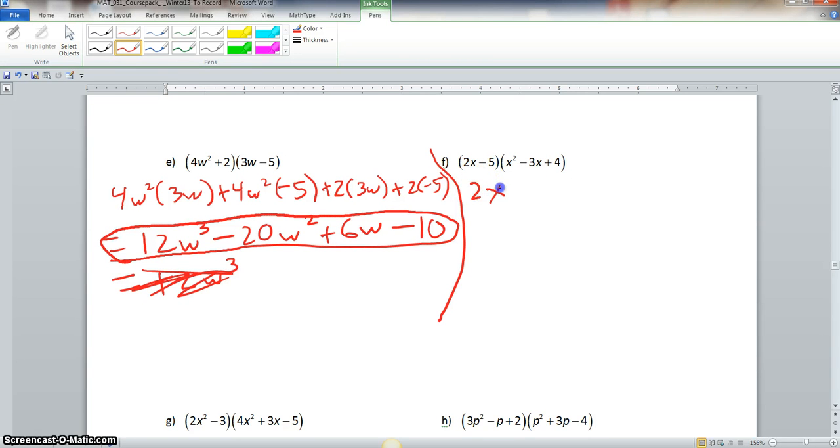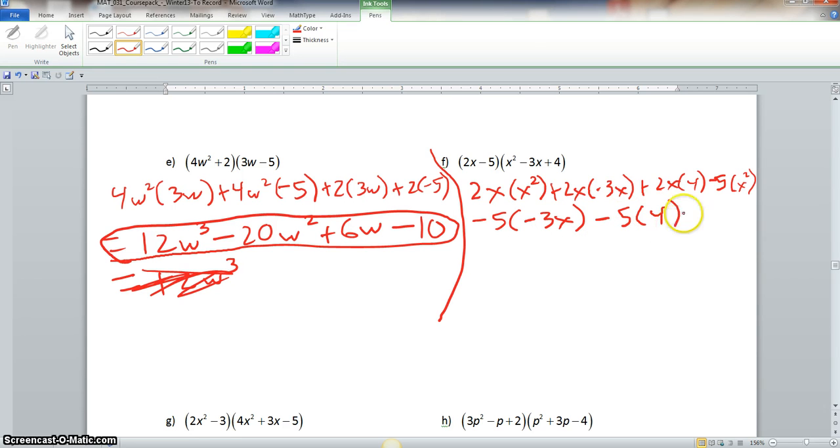We will have 2x times x squared plus 2x times a negative 3x plus 2x times 4. Now I ran out of space, so I'm going to have to go to a second level here. So it's minus 5 times x squared, and then minus 5 times a negative 3x, and minus 5 times 4.